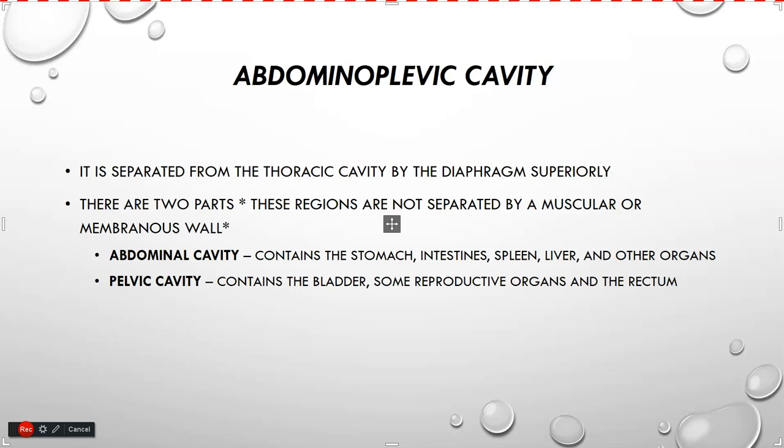Within the abdominal cavity, we find the stomach, the intestines, the spleen, the liver, and other organs. The pelvic cavity contains the bladder, some reproductive organs, and the rectum. Obviously, in females, the majority of the reproductive organs would be in the pelvic cavity, and in the male, some of the reproductive organs would be found in the pelvic cavity, as well as, as I said, the rectum.